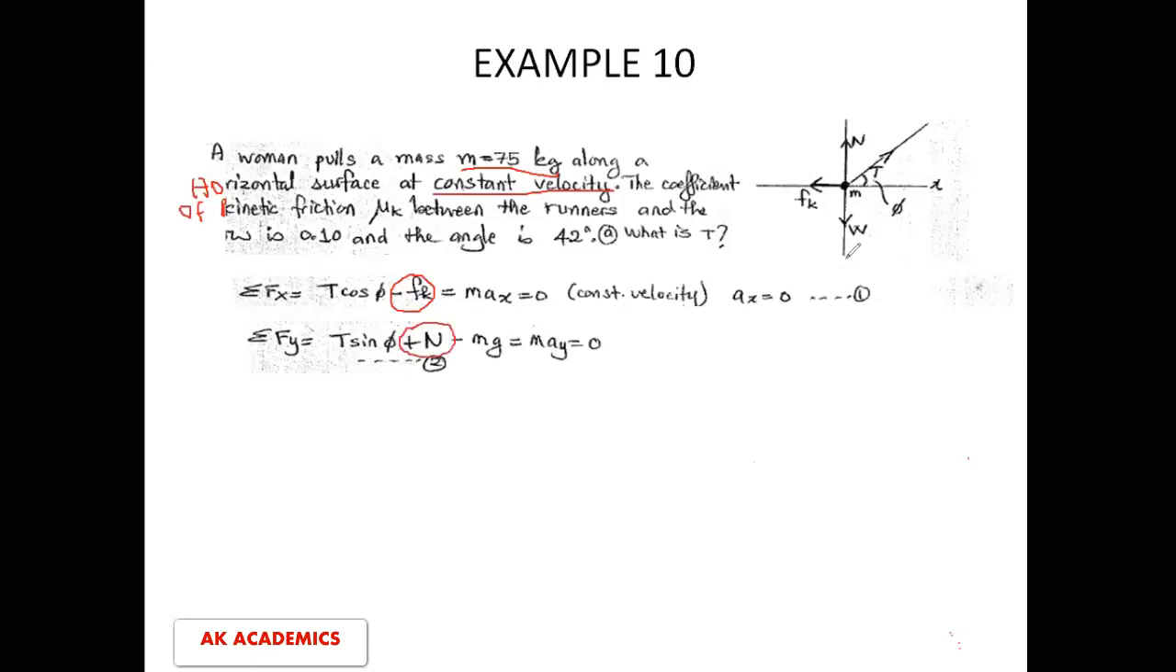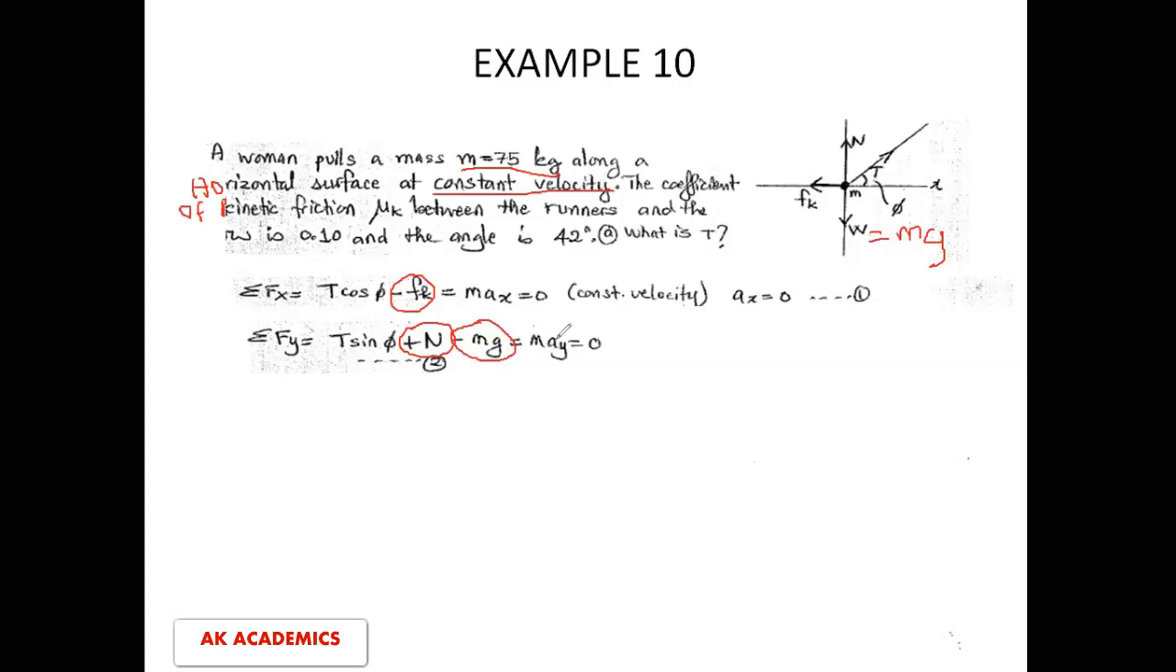Weight is negative, right? You can see weight is in the negative y-axis, and the weight normally should be equal to mg, the mass times acceleration due to gravity. So weight is in the negative y-axis, so this is the minus mg. You can see we have minus mg here. This T, to its vertical component, becomes T sine of this particular angle. Can you see that? It becomes T sine of this particular angle. So that's why we have T sine phi plus N minus mg.